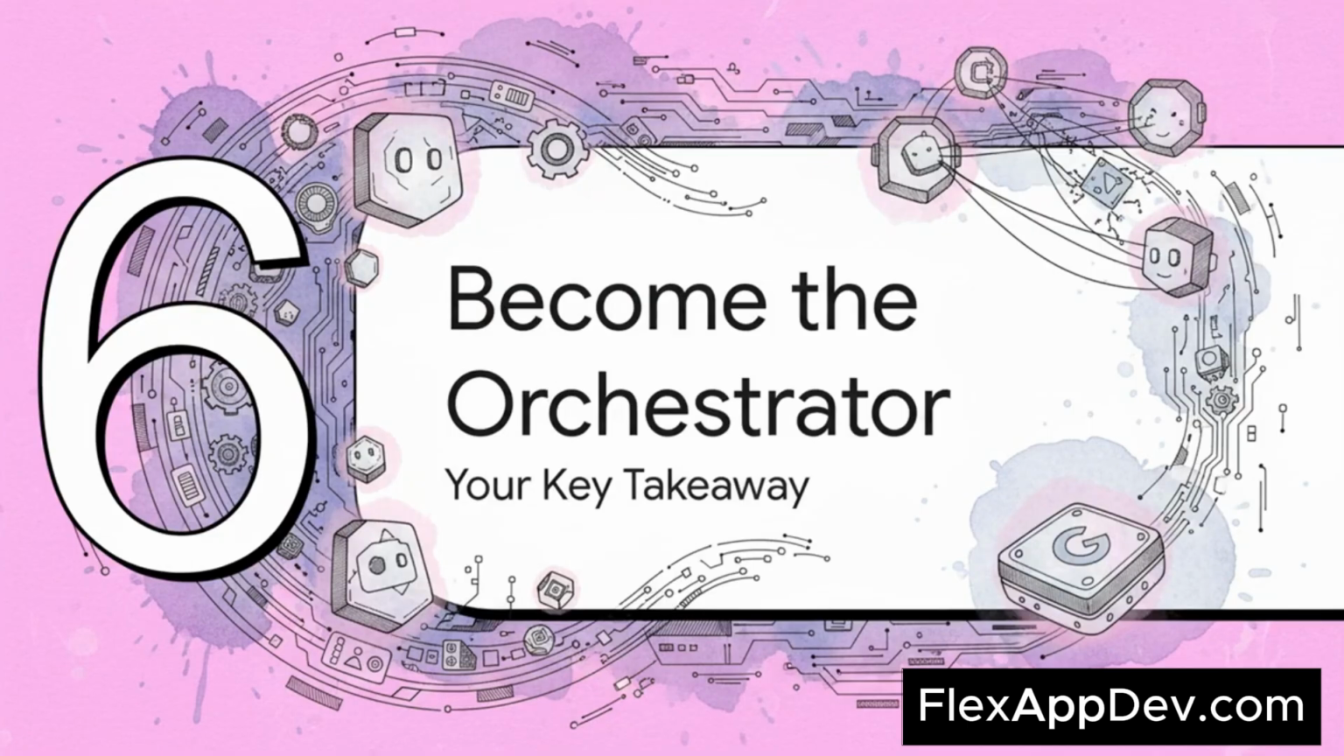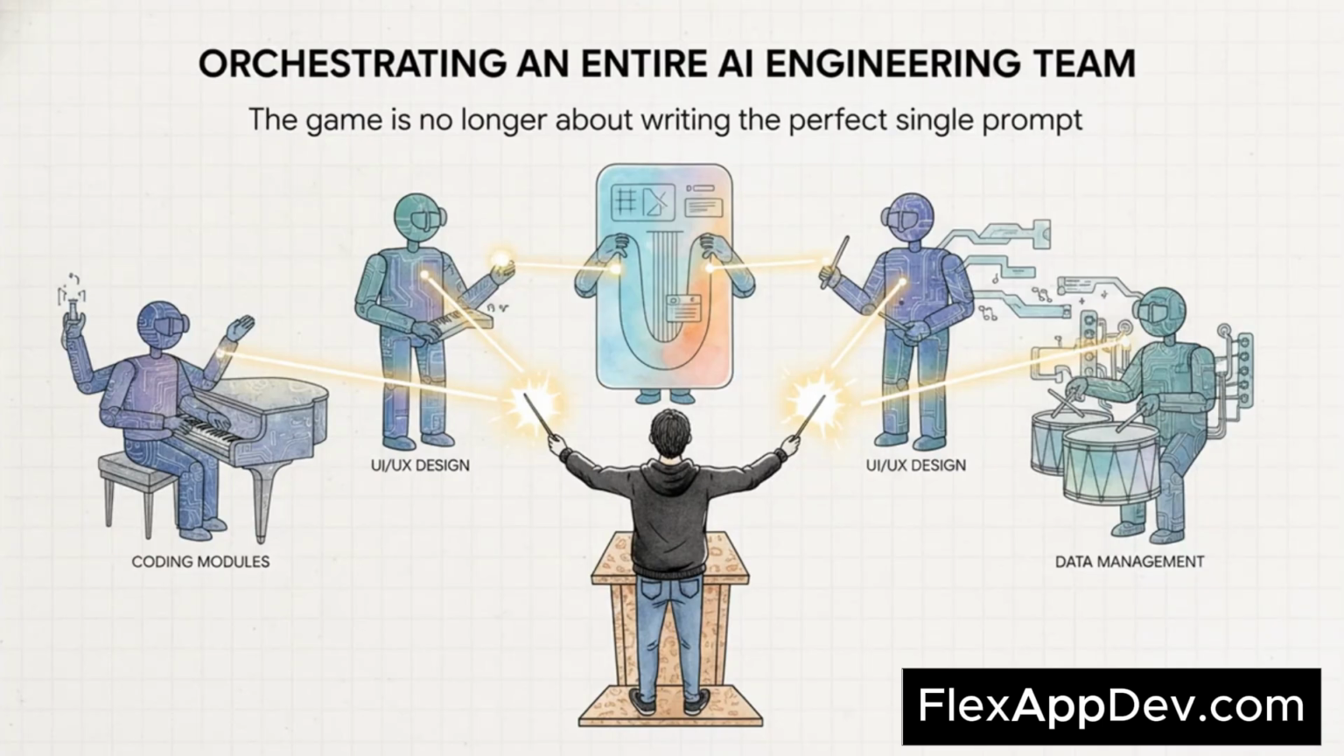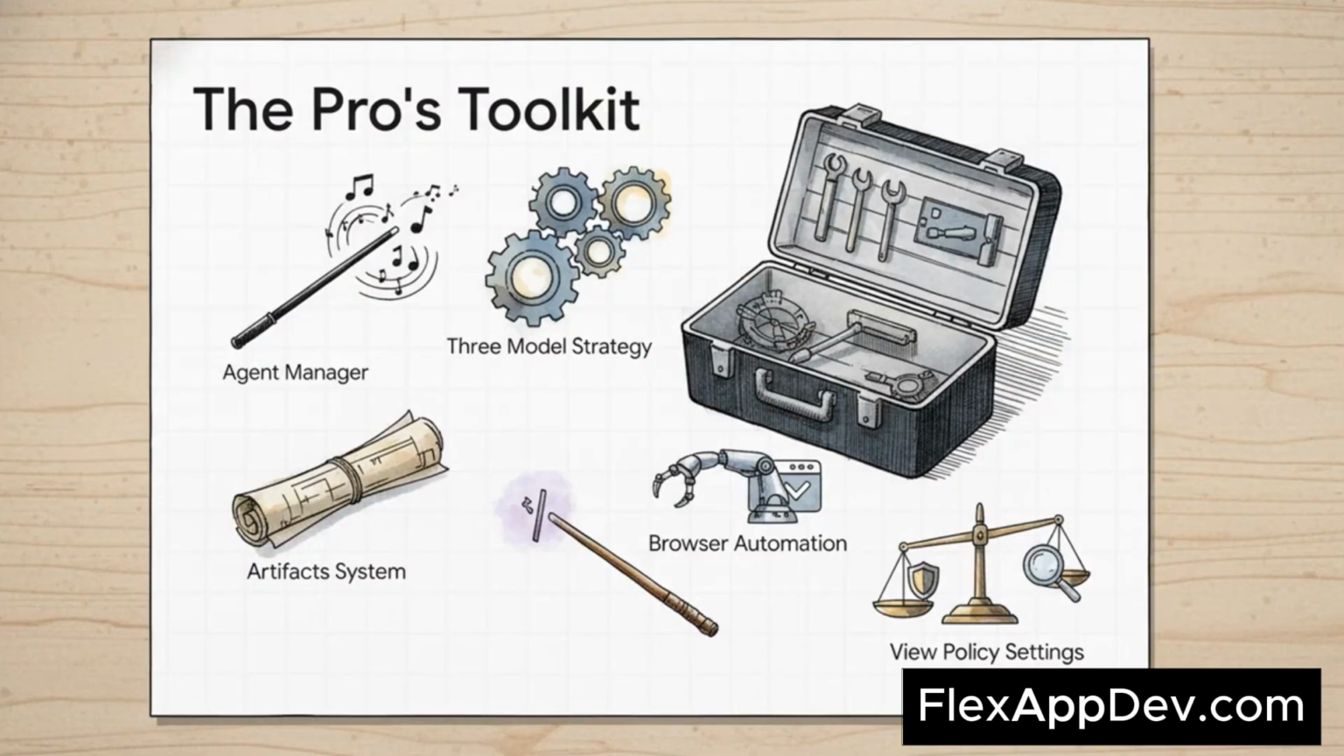So, we've walked through the key features, from the agent manager all the way to the policy settings that separate the beginners from the pros when they're using a tool like Google's Antigravity. And when you put all these features together, they all point to one massive evolution in how we develop software. The game is no longer about writing the perfect single prompt. It's about becoming the orchestrator of an entire AI team. By mastering this toolkit, the agent manager, the model strategy, the artifacts, automation, and these policy controls, you are no longer just a user talking to a chatbot. You become the manager, the director, the orchestrator of a highly efficient AI engineering team.